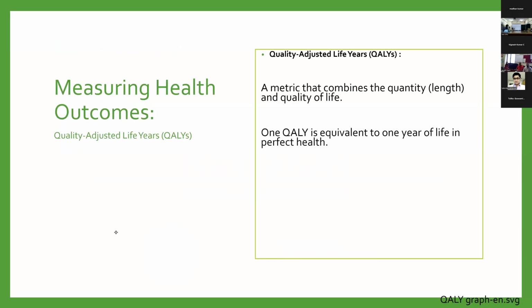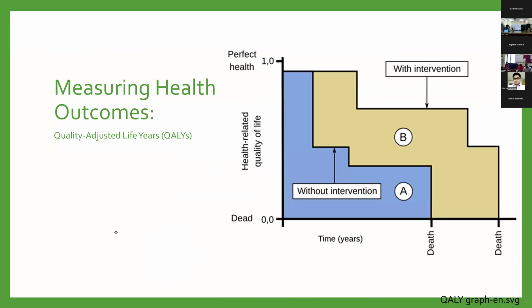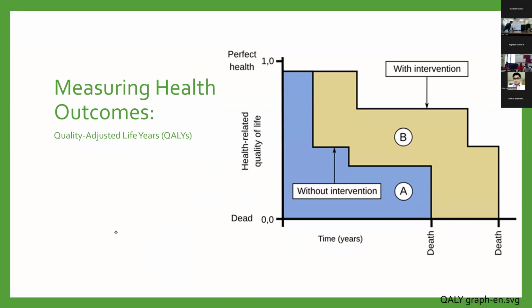So looking at some concepts, one is how can we measure the health outcome? One of the ways to measure is QALYs, which is quality adjusted life years. It looks at both the length and the quality of life. For example, in this picture, suppose a person is at 100% of his best quality. So the QALY for 1 year at 100% would be 1.